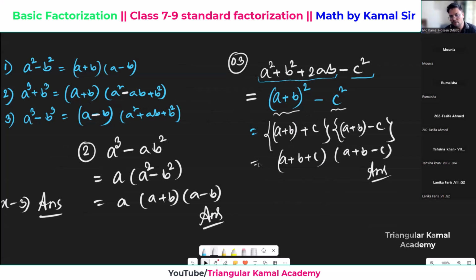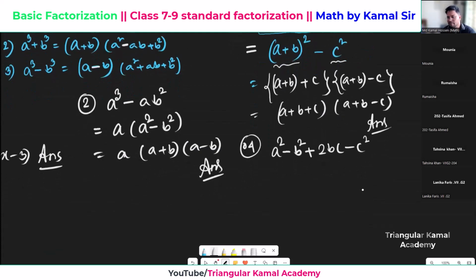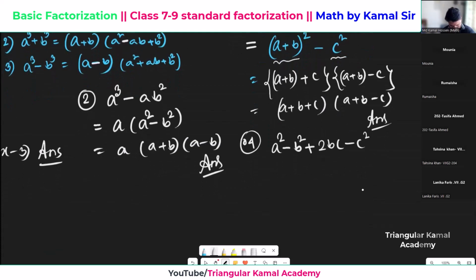Okay, now next one, number 4, a square minus b square plus 2bc minus c square. How can we start this math? Anyone? Number 4.